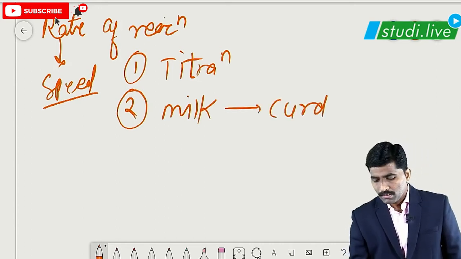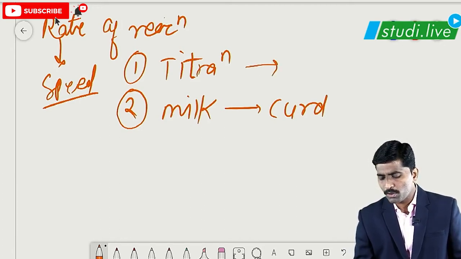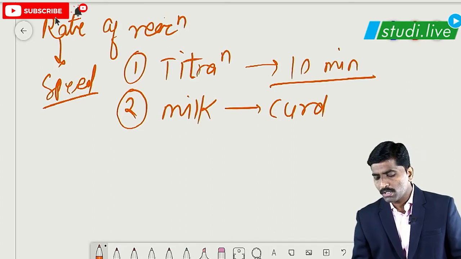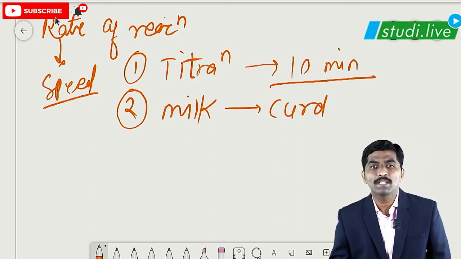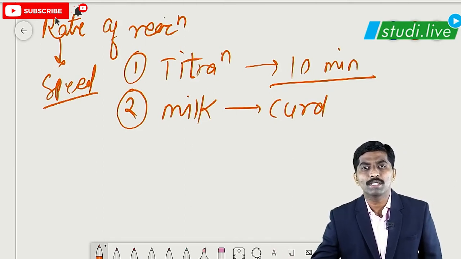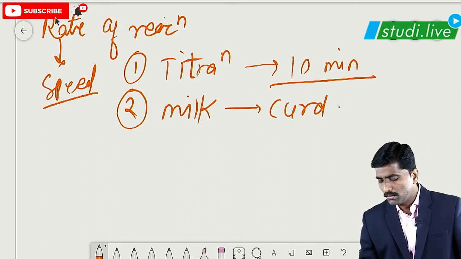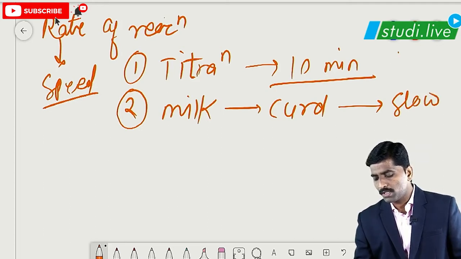Okay. The first reaction somewhat gets completed within a stipulated time. We will assume that it completes in 10 minutes. Whereas milk to curd conversion requires more than 30 minutes or 45 minutes or 60 minutes, for example, more than an hour. So, for us, the second reaction is slow reaction and the first one is our faster reaction.